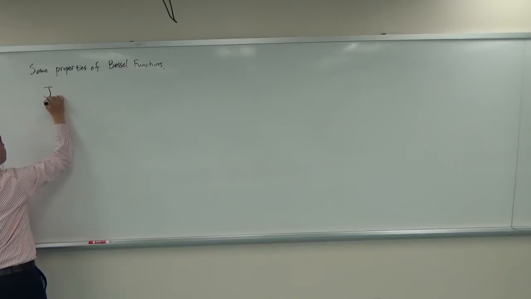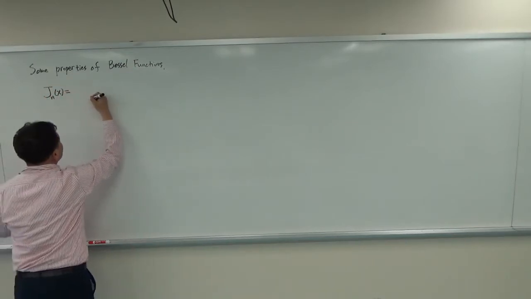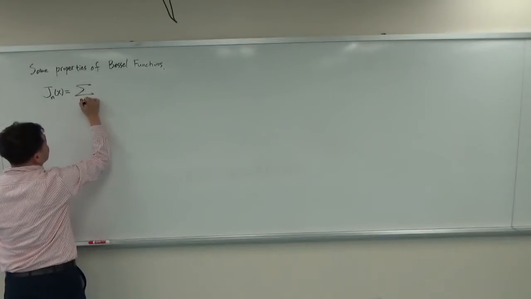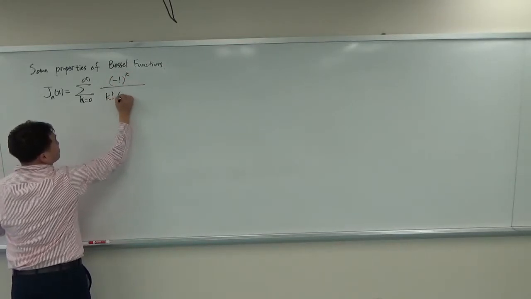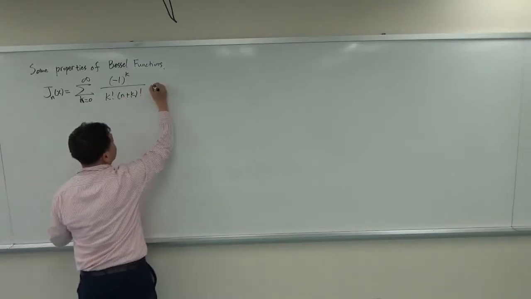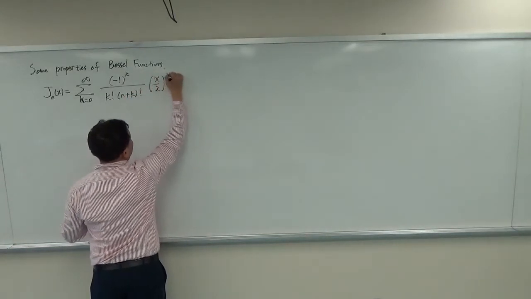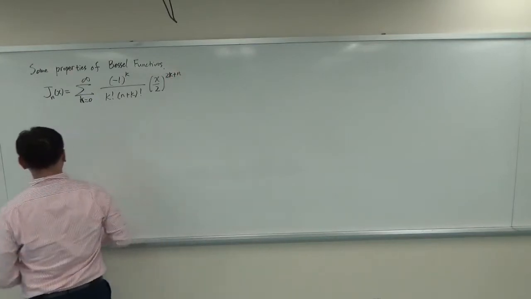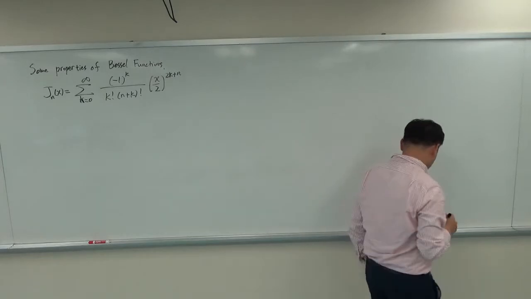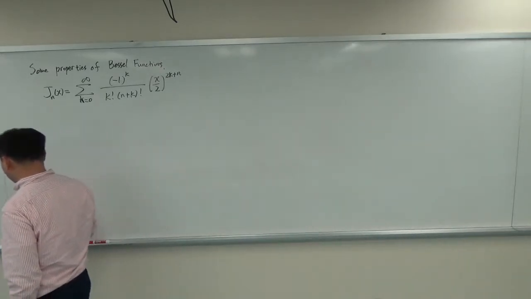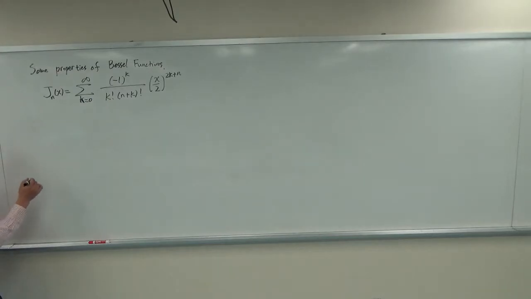So we're talking about this Bessel function, which is the summation k equals 0 to infinity of (-1)^k over k factorial (n plus k) factorial times (x over 2) to the 2k plus n. For this one, there are a few things that I should have said, but it's not too late to say it because we just finished using these.